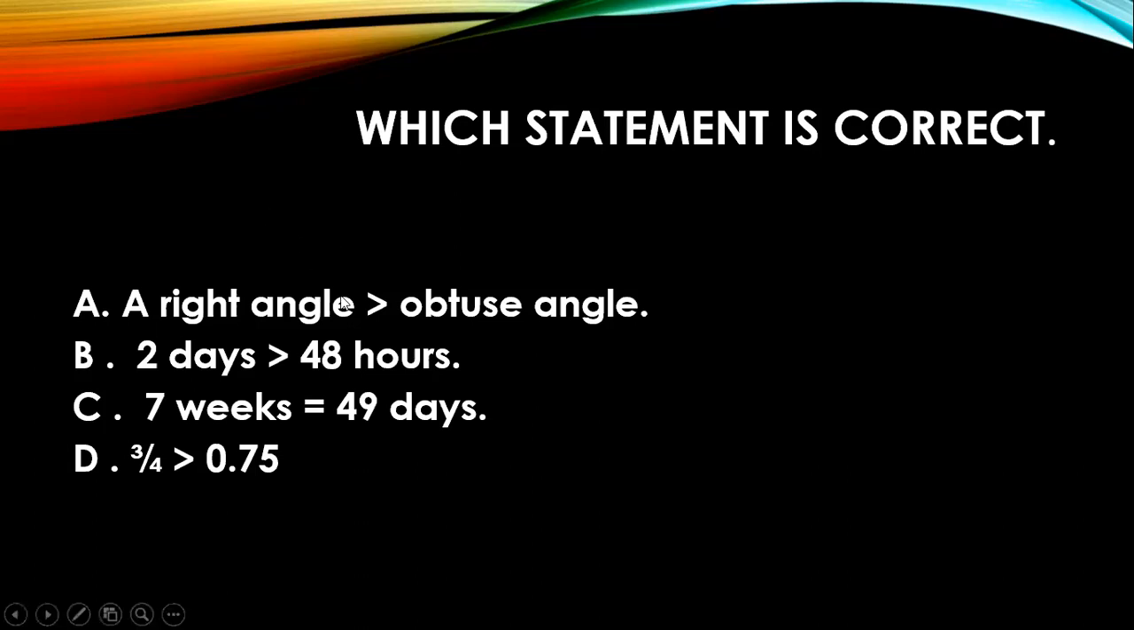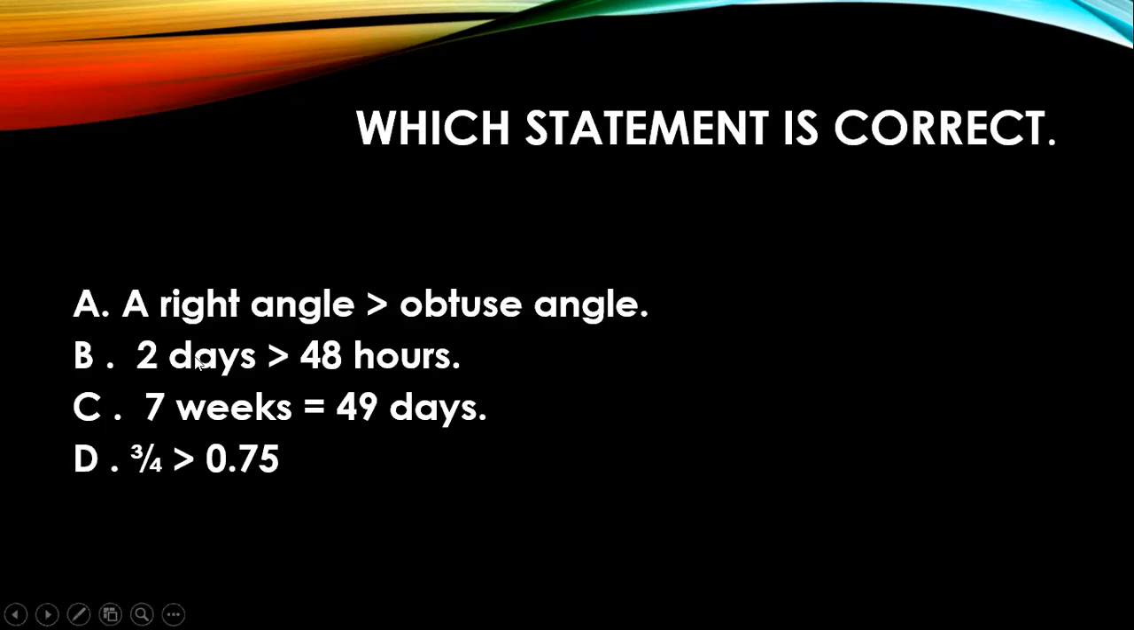So a right angle is greater than an obtuse angle. This statement is false because a right angle is 90 degrees and an obtuse angle is greater than that. So if you say that a right angle is greater than obtuse, then this statement is false, because an obtuse angle is the one that is greater than a right angle.